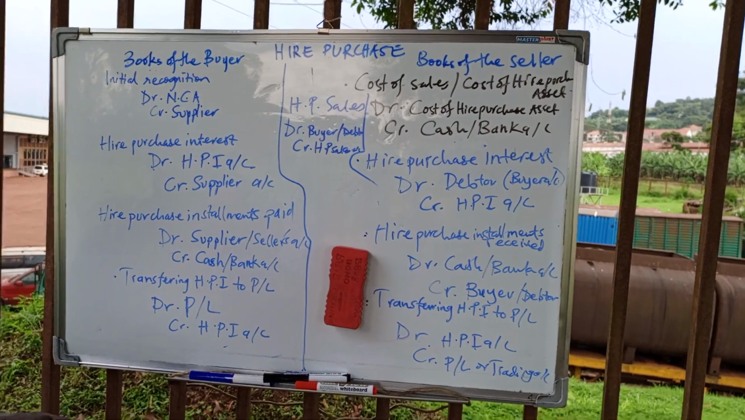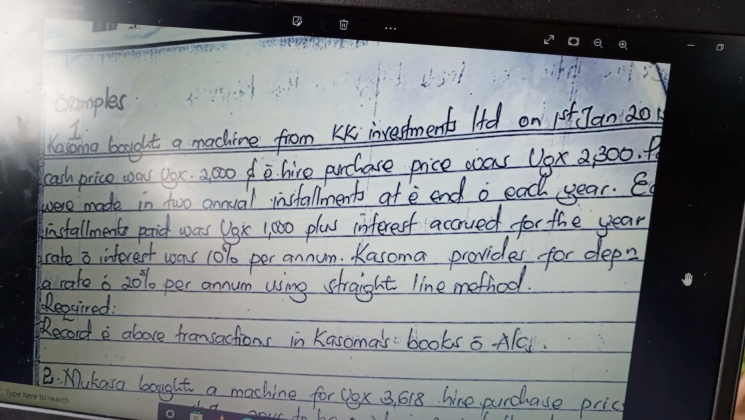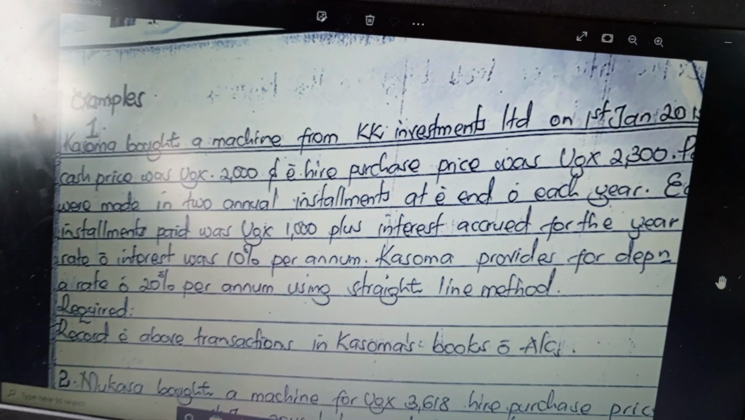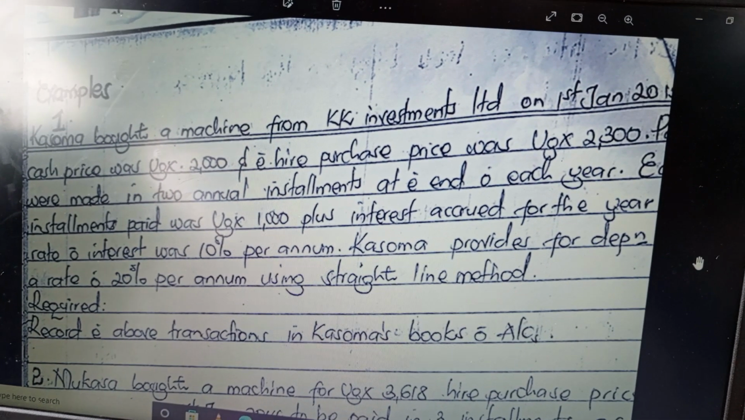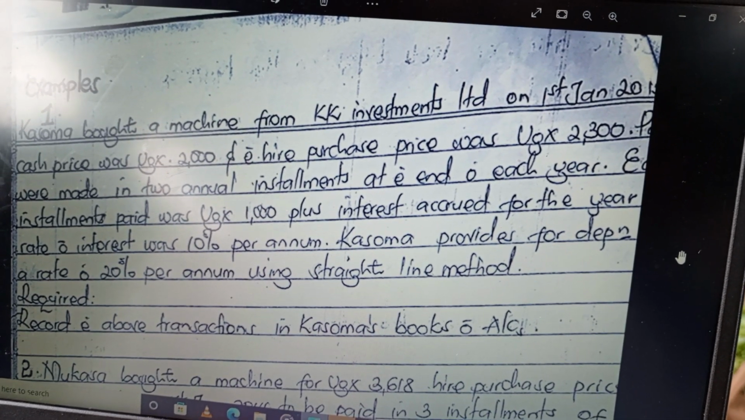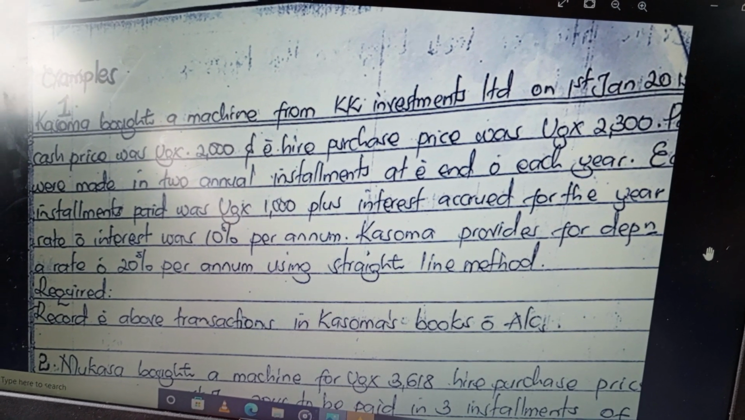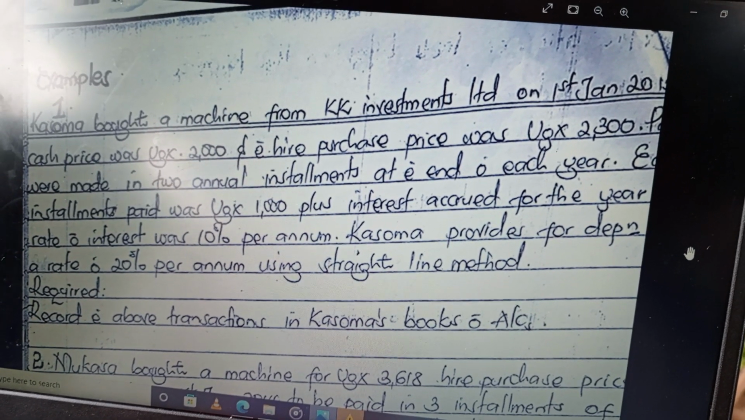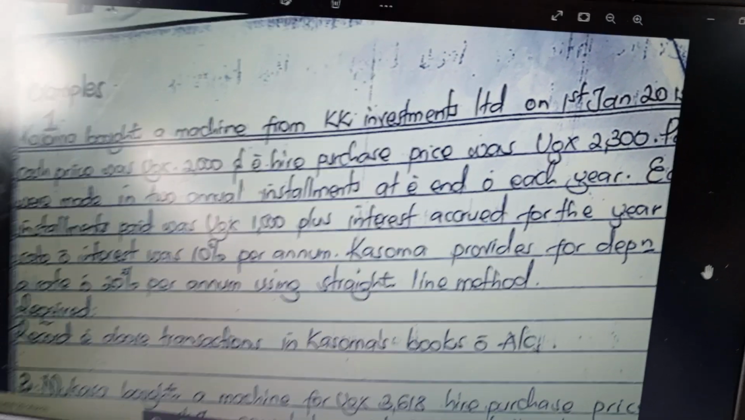In relation to the double entries we've seen in the books of the buyer and the seller respectively, we are going to start with the books of the buyer. We will do the question of a customer who bought a machine from Kwega Investments. The details are given, and we are asked to record the above transaction in the customer's books. The customer is our buyer in this case.